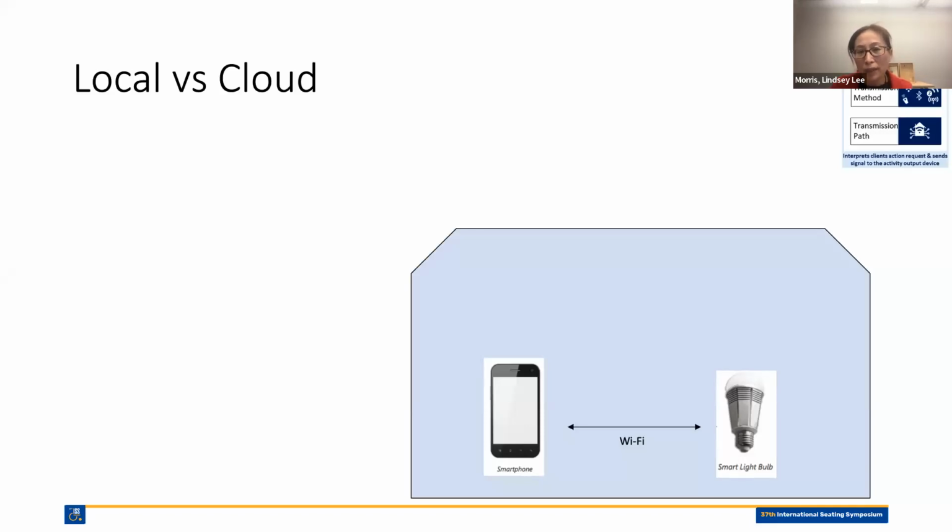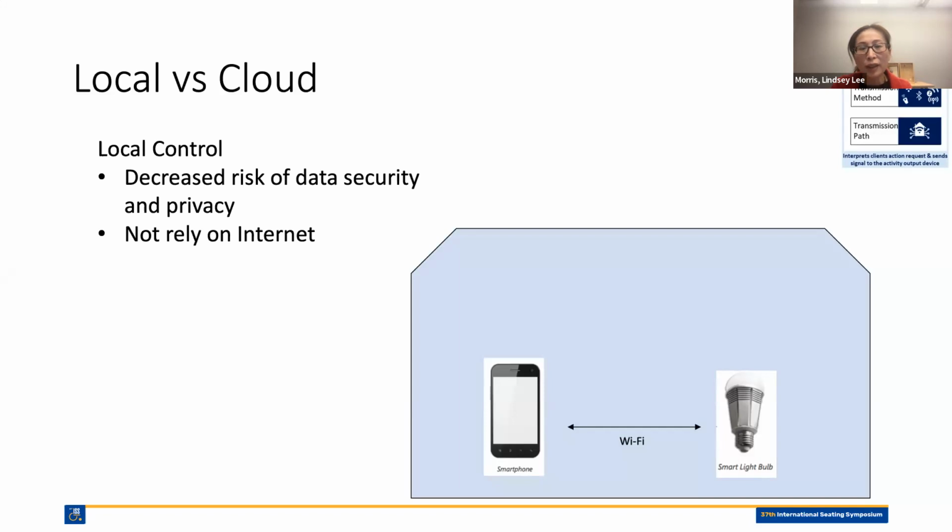But the problem right now is, because there's no standard, when manufacturers implement this technology, they implement it this way. They basically have the phone send the signal to the cloud, and then from the cloud back to the device. In this case, you have to have internet. If you don't have internet, there's no way you can reach that cloud. So even though they're on Wi-Fi, you still need an internet connection.